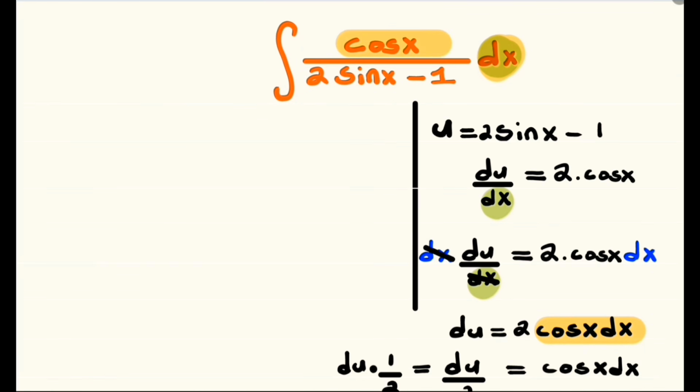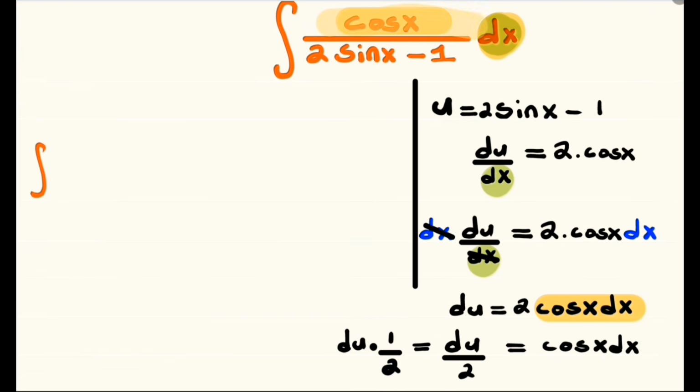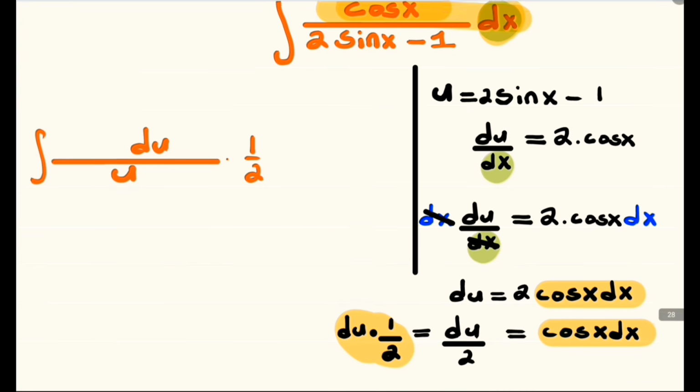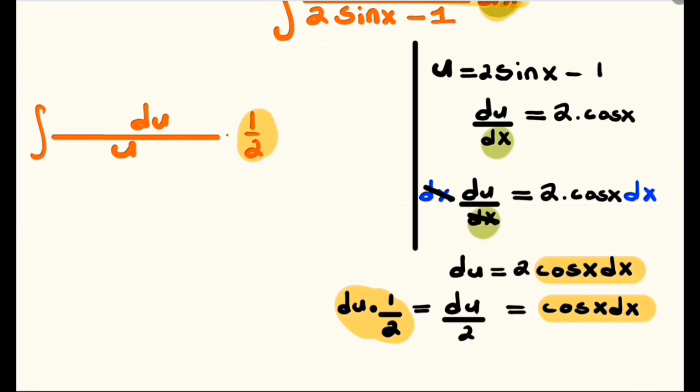So we have the integral of, in the place of the cos x dx, we substitute du over 2 because it's equal to the cos x dx. So we have du multiplied by 1 over 2, and in the denominator we let u equal 2 sin x minus 1. We can move that 1 over 2, since it's a constant, out of the integral. So we have 1 over 2 multiplied by the integral of 1 divided by u multiplied by du.